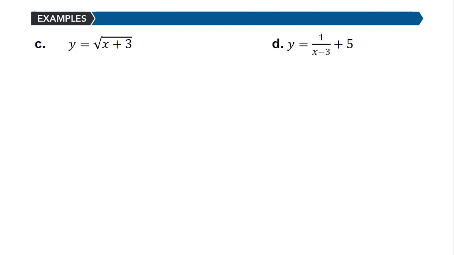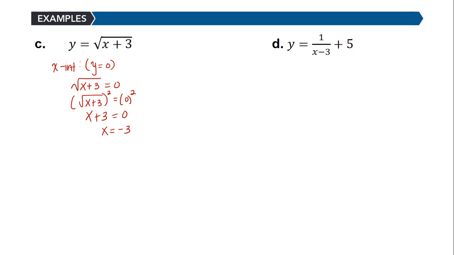Part C, we have y is equal to the square root of x plus 3. To find the x-intercept, let y equal 0. This would give us the equation square root of x plus 3 equals 0. Recall we solved a radical equation earlier. We need to square each side to remove the square root. This gives us then x plus 3 equals 0. Subtracting 3, we get x is equal to negative 3.